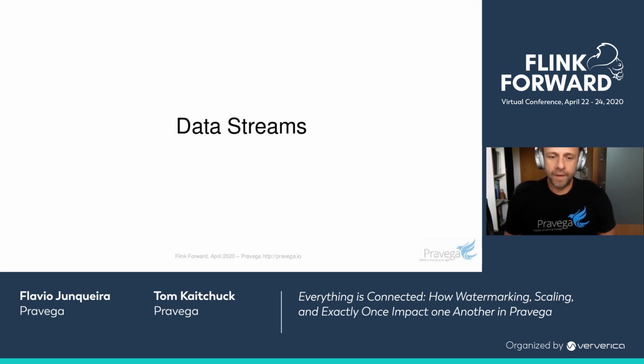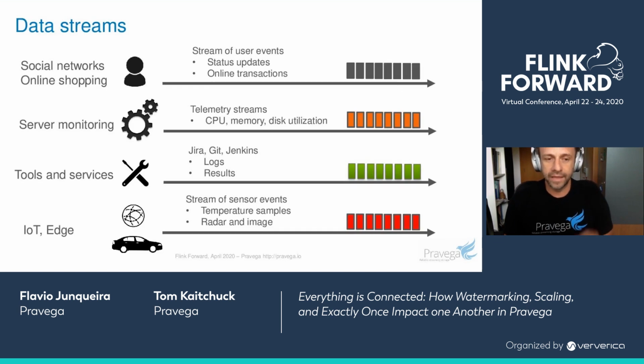Let me talk a bit more about data streams so that we are on the same page about what it is that I'm saying. Data streams, at a high level, are streams of data from distinct data sources. They can be end users. You can have online applications, social networks, online shopping, where end users are continuously streaming events. Could be status updates in a social network. Could be, again, transactions or search in an online shopping application.